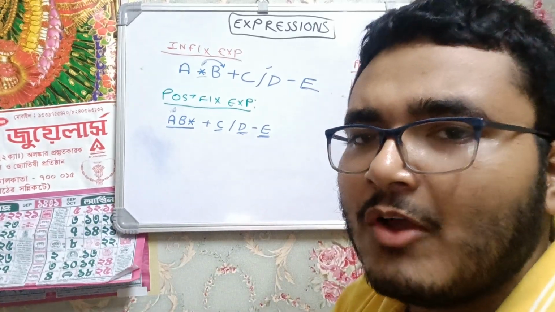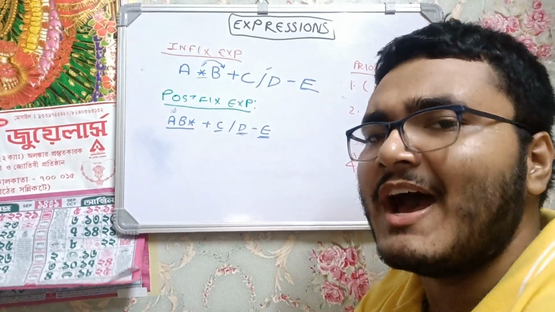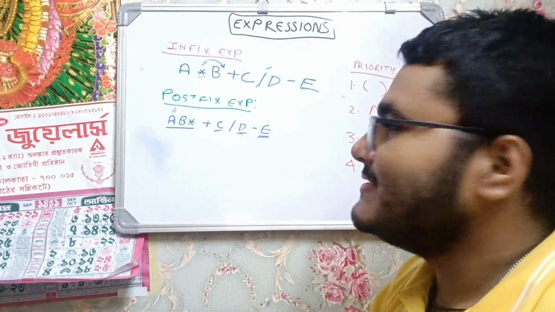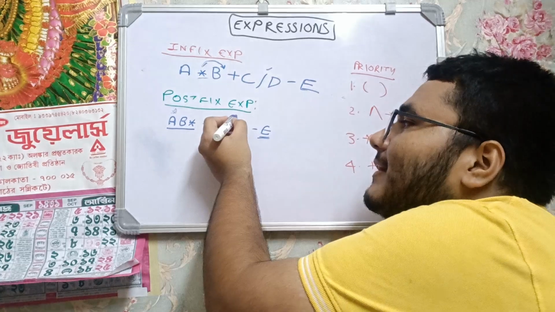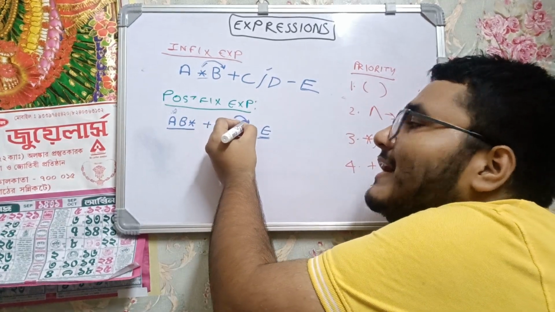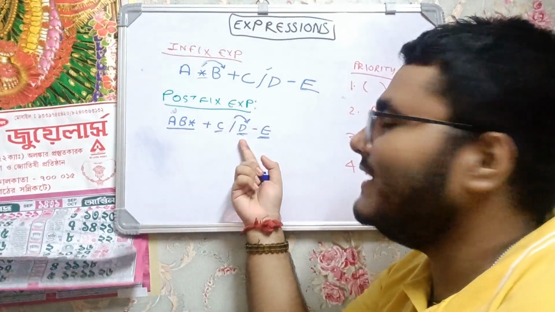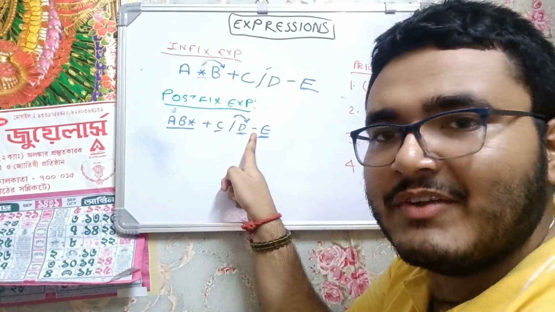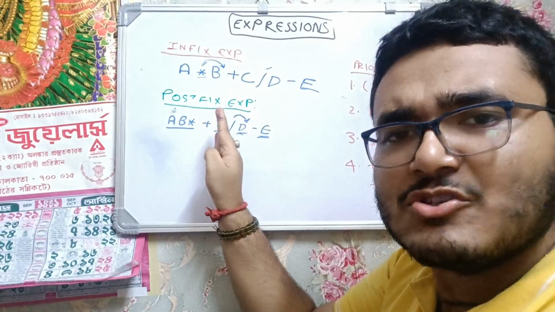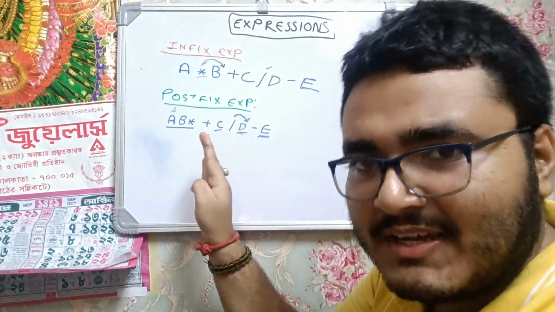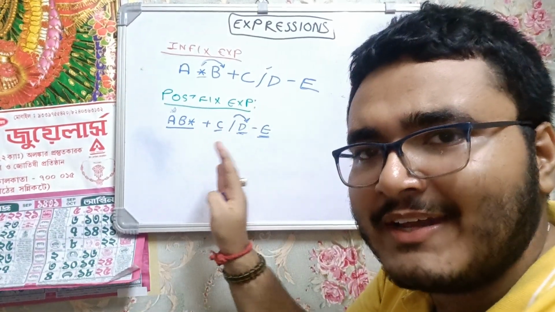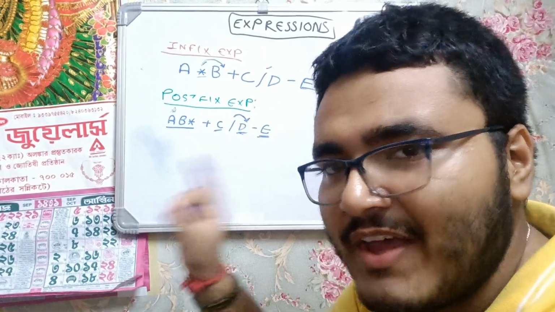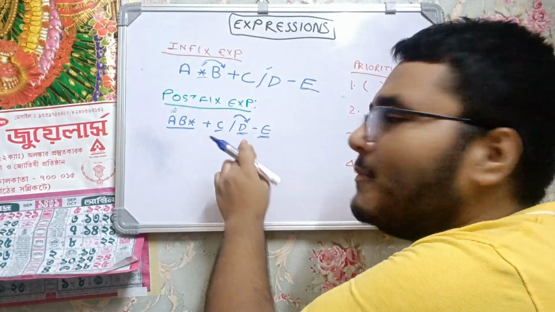Among these three, who is having the highest priority? This one, right? The division one. So the same thing, bring it to the right side of the next second operand. Who is the second operand? D. By chance don't take it ahead of E, because between them I have an operator. Just the nearest operand of this, getting my point, you have to take it to the right side of that.